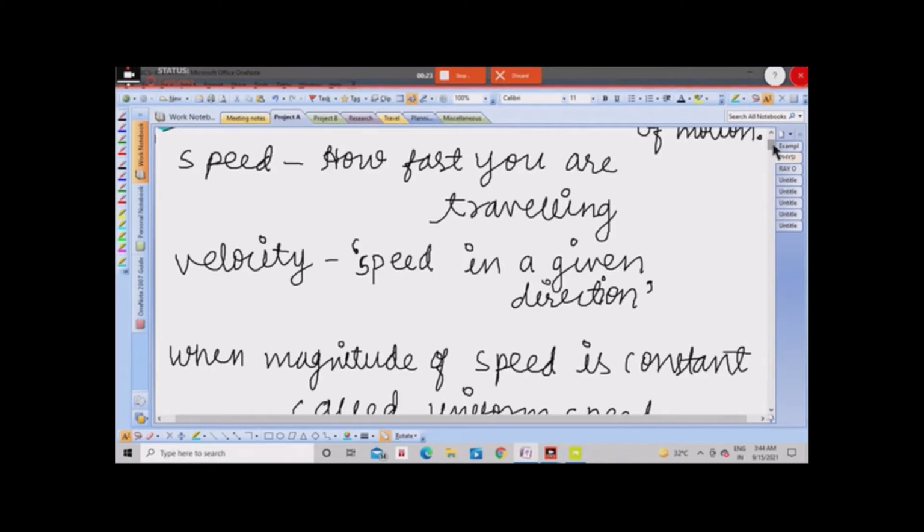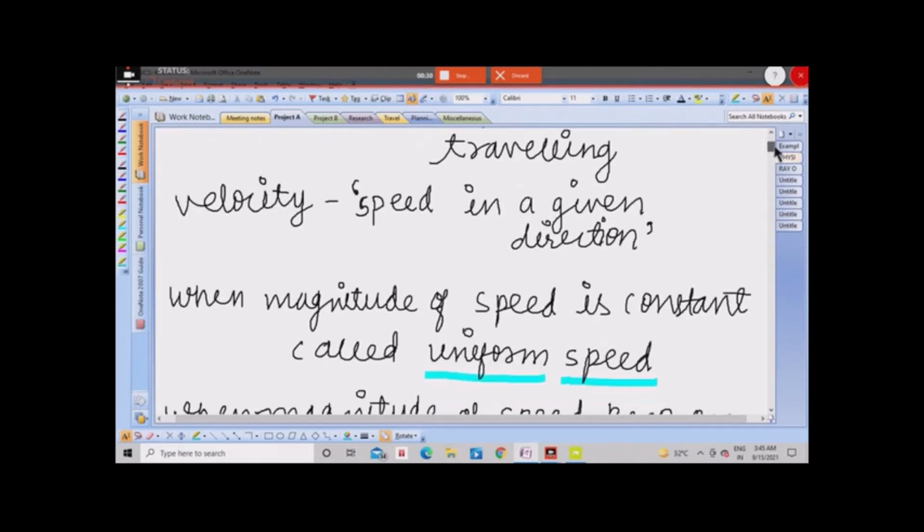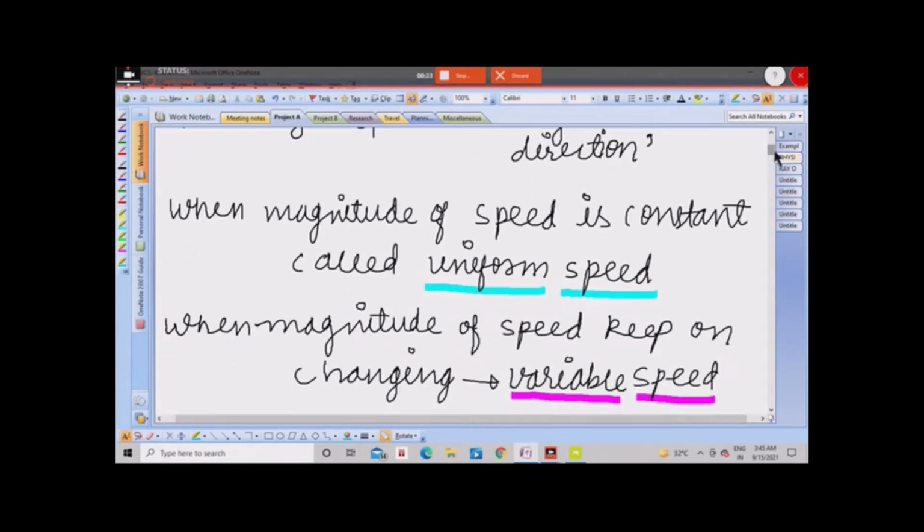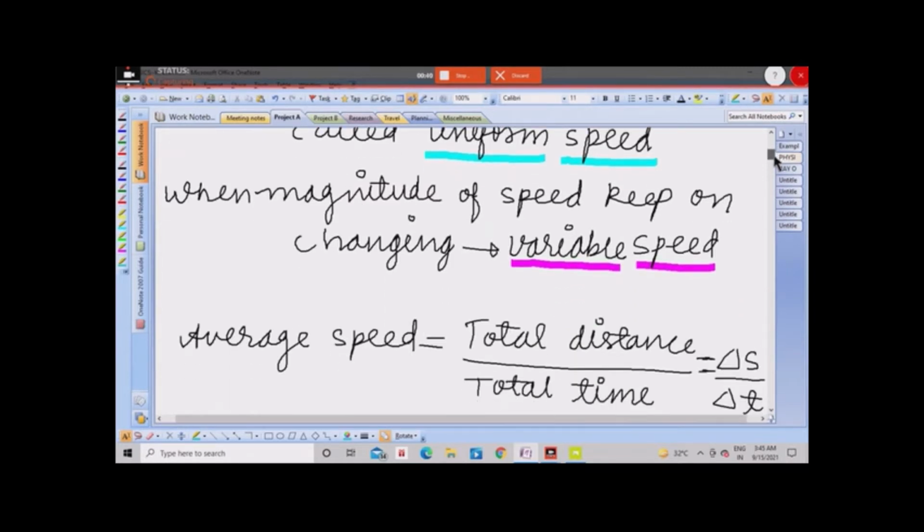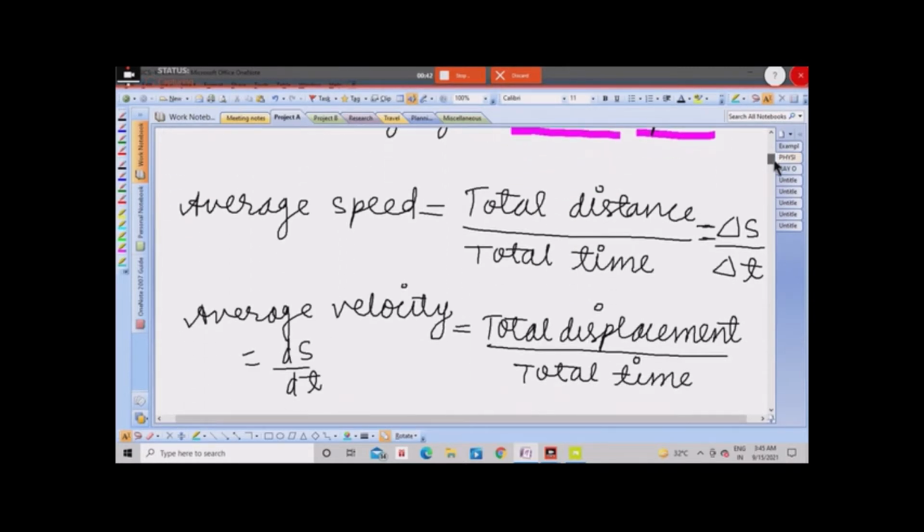Speed is how fast you are traveling, and then velocity, speed in a given direction, is called velocity. When magnitude of speed is constant, then we can say it as uniform speed. When magnitude of speed keeps on changing, it is called variable speed. Then what is average speed? Average speed is equal to total distance by total time, delta s by delta t, and average velocity is total displacement by total time, ds by dt.